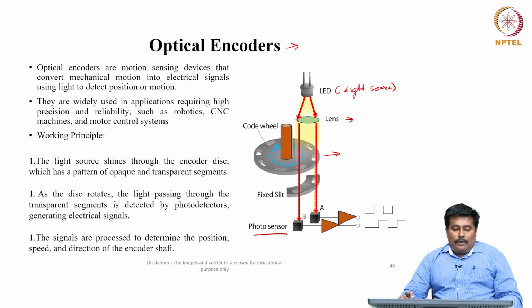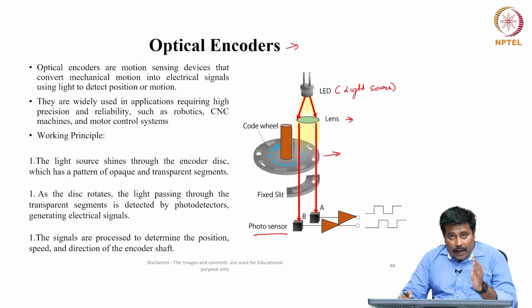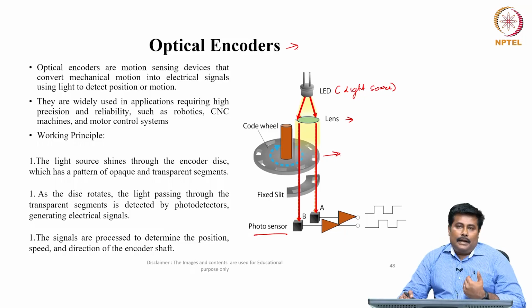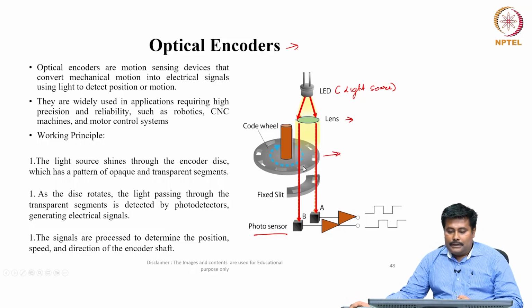the working principle of it, the light source shines through the encoder disk, which has a pattern of opaque and transparent segments. As the disk rotates, the light passing through the transparent segments is detected by the photodetector, generating an electrical signal. So, the signals are processed to determine the position, speed and direction of the encoder shaft.